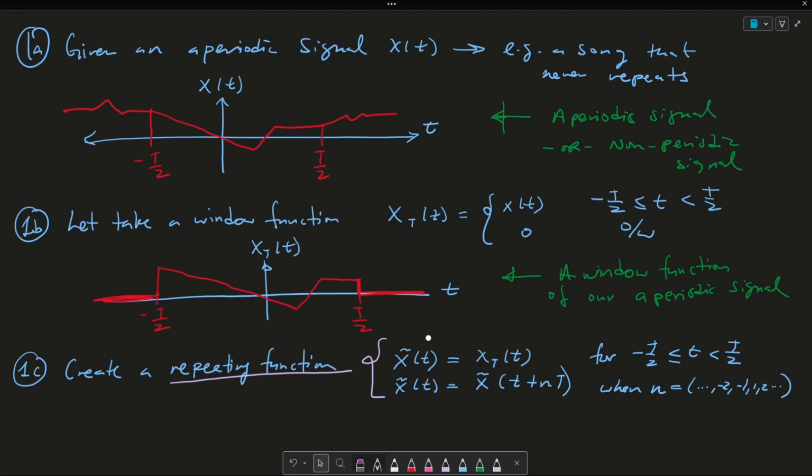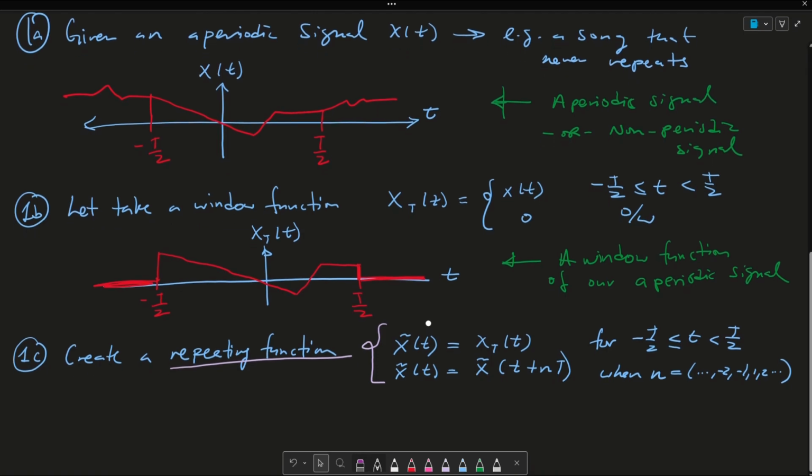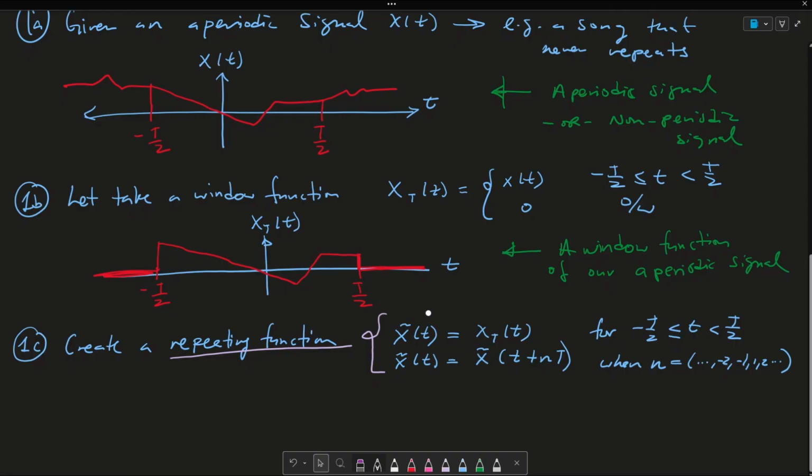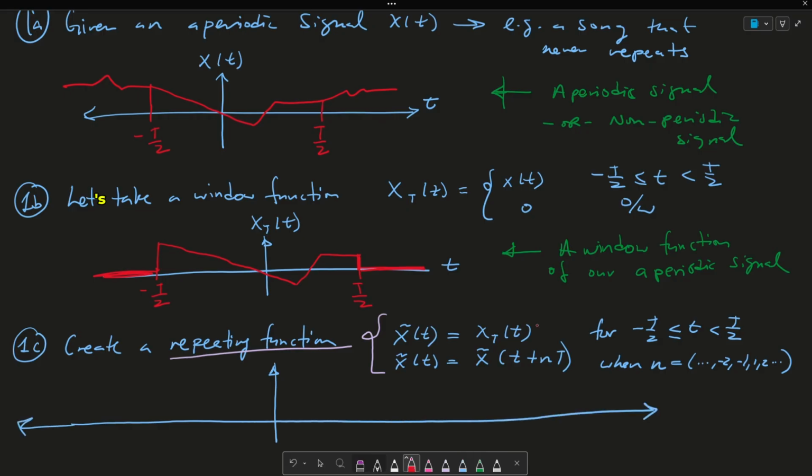So let me go ahead and show that. So let me just bring this down just a little bit because I want to keep the entire thing on the screen. So what we're looking at here, to satisfy this first condition here, we take from minus t over 2 all the way to t over 2, and we have our same function.